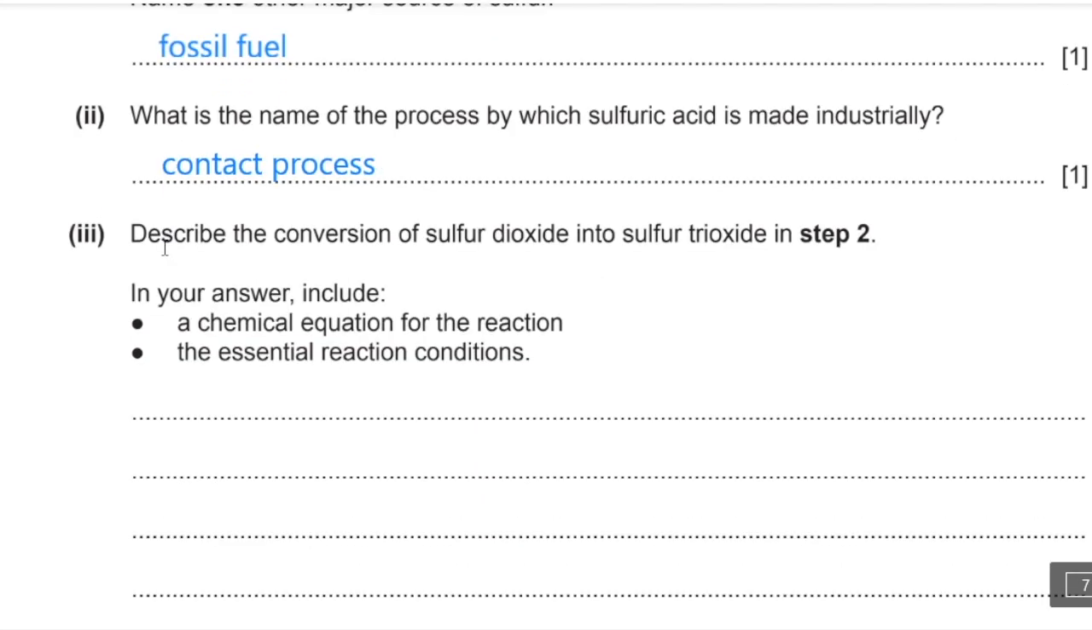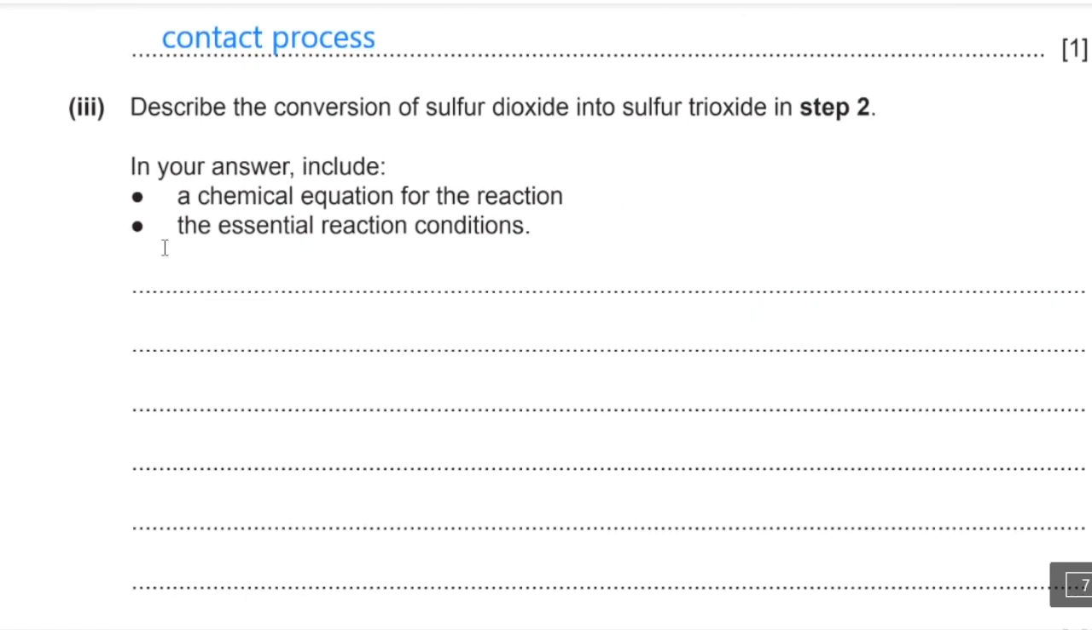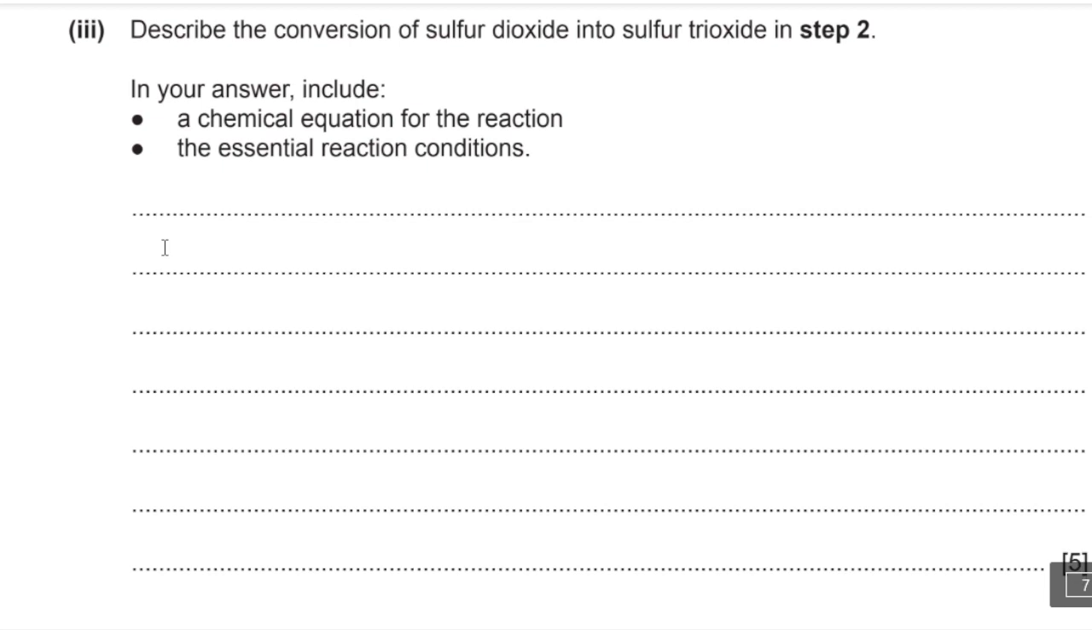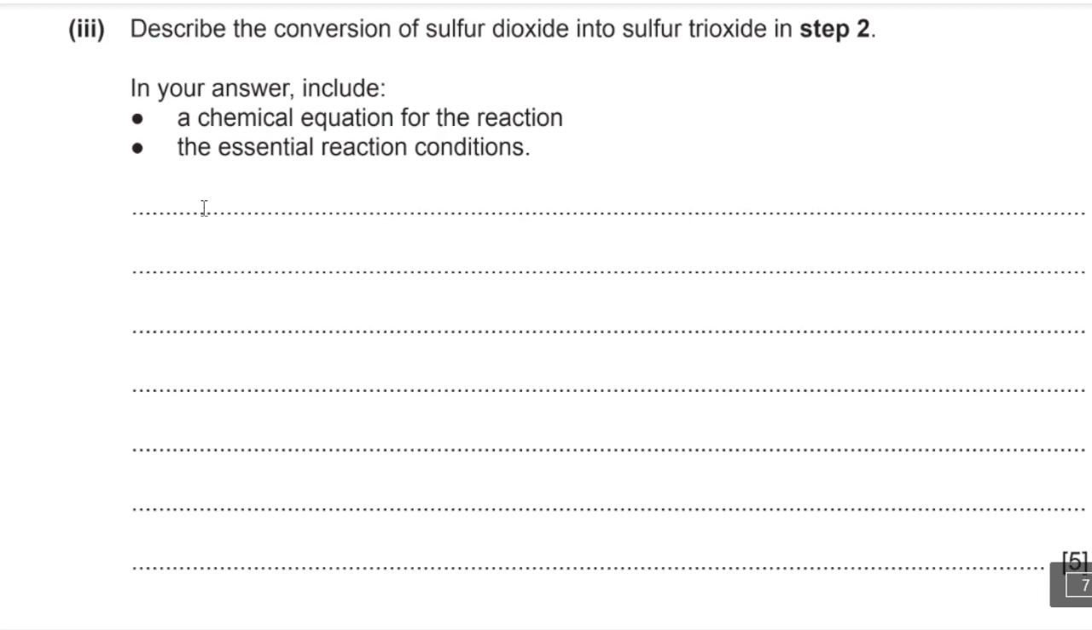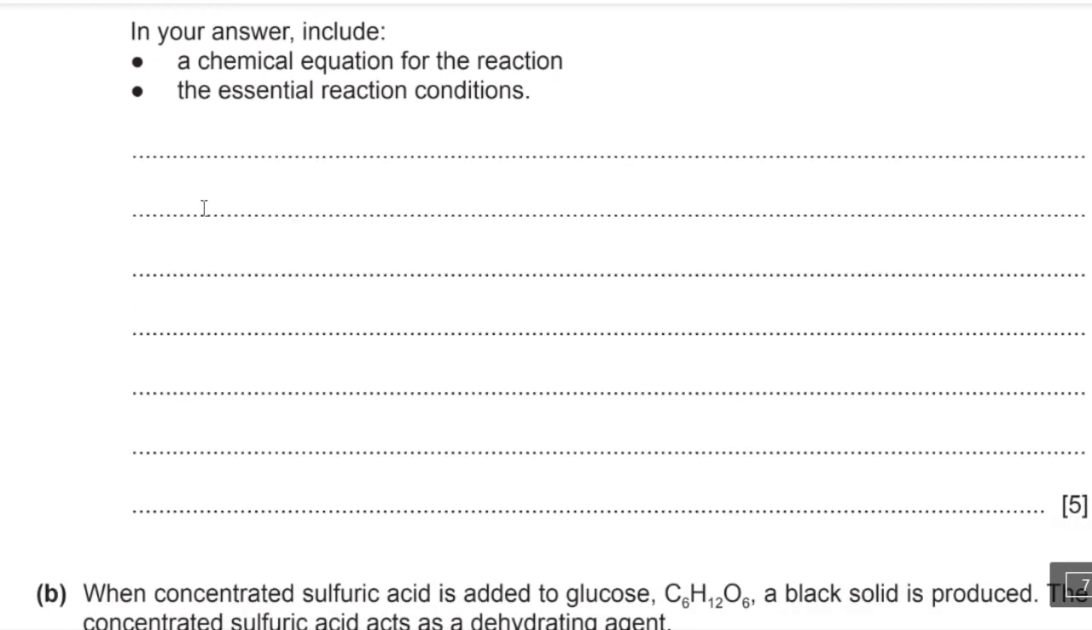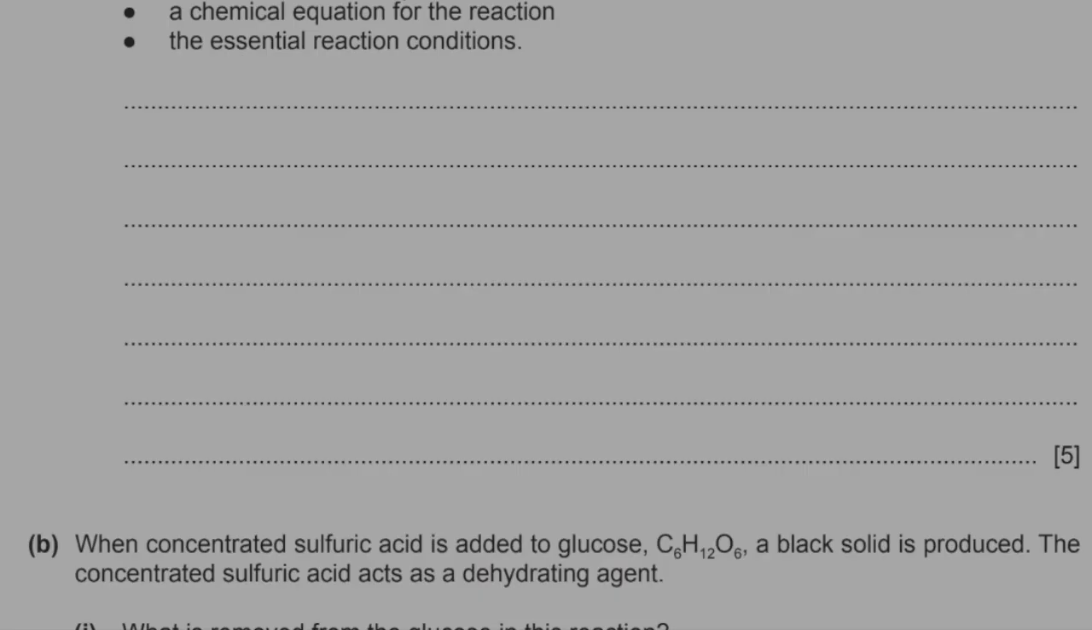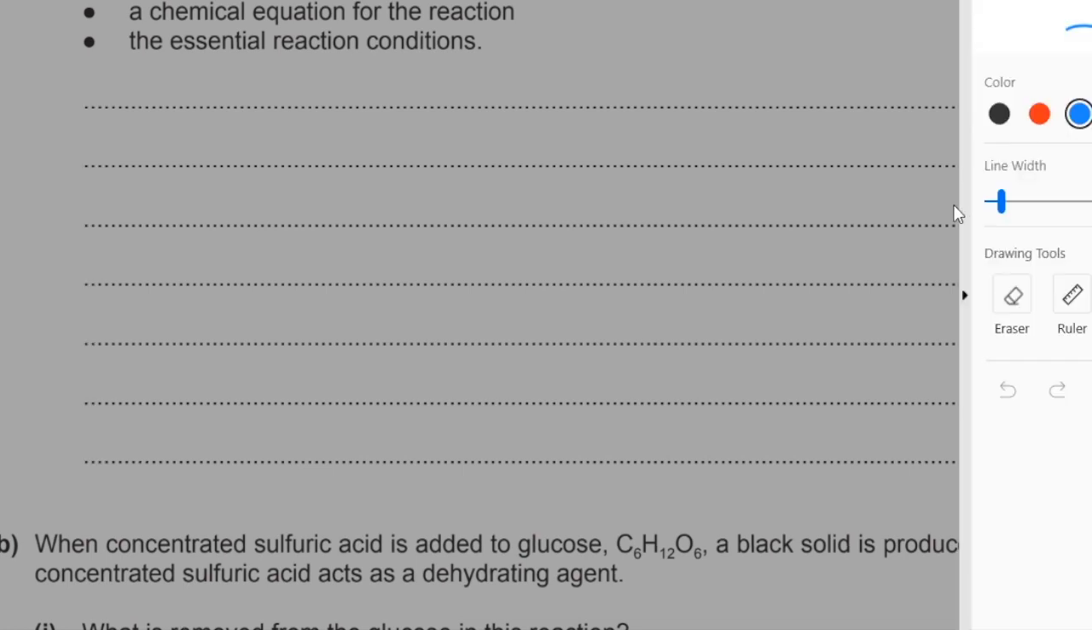3. Describe the conversion of sulfur dioxide into sulfur trioxide. In step 2, in your answer, include a chemical equation for the reaction, the essential reaction conditions, and you need to write 5 points for the 5 marks over here. Right, so I'll start by writing the equation.